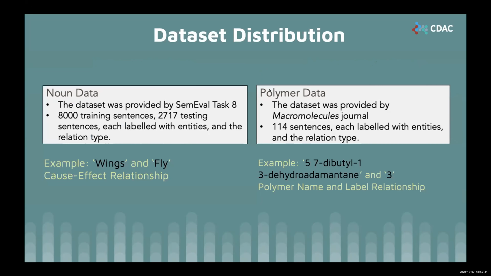In the noun data set, we identified 10 different relationships that are possible between two different nouns in a sentence. One example of this relationship is cause and effect. In our polymer data set, we focused on 3 different relationships between polymers. One such relationship could be identified as one word being used as the full name of the polymer, and another as the polymer's acronym or label.